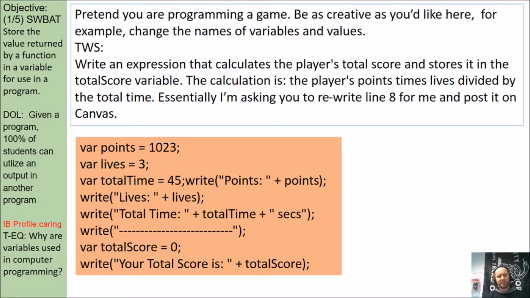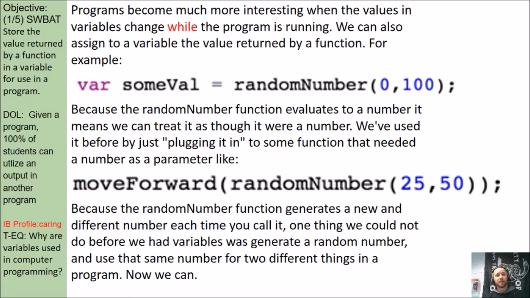It changes, and I'm not totally sure what that formula is, so extra credit if you could figure that one out. Programs become much more interesting when the values and variables change while the program is running. We can also assign to a variable the value returned by a function. Because the random number function evaluates to a number, we can treat it as though it were a number. We've used it before just by plugging it in to some function that needed a number as a parameter, like move forward a random number.